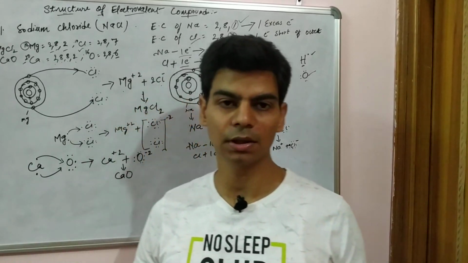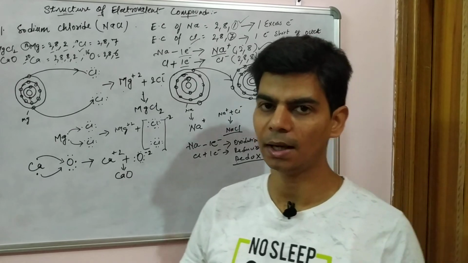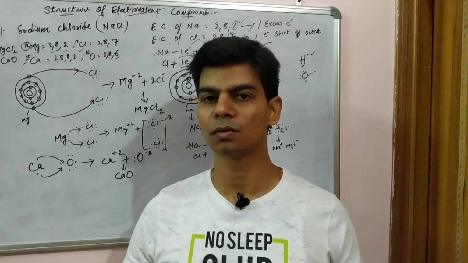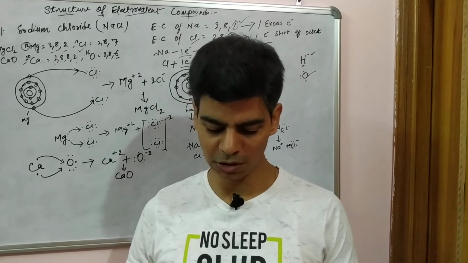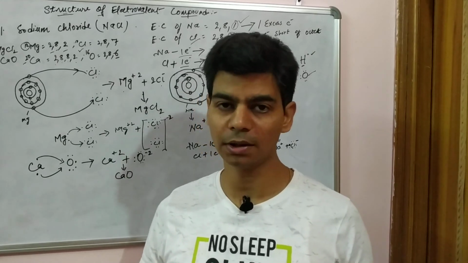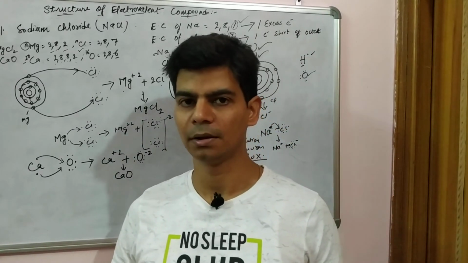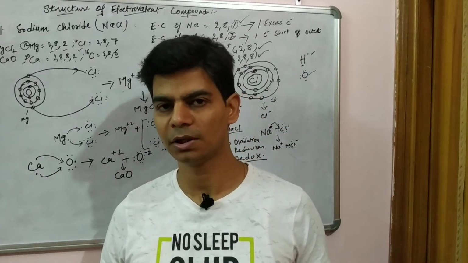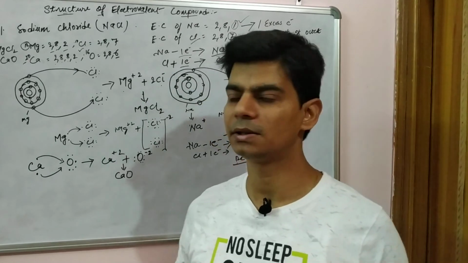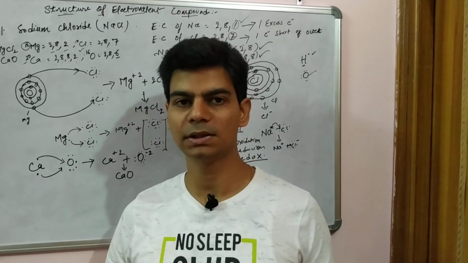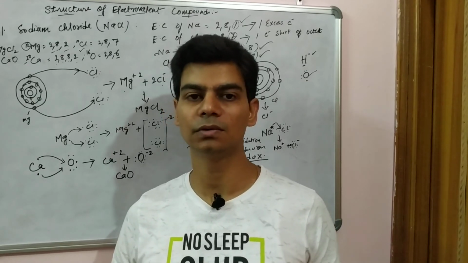Because water is a polar solvent and it has tendency to break the electrovalent compound into its constituent ions. Water breaks electrovalent compounds into their constituent ions, and if you pass electric current through a solution of electrovalent compound, it will conduct electricity. So electrovalent compounds are strong electrolytes and are good conductors of electricity in solution.